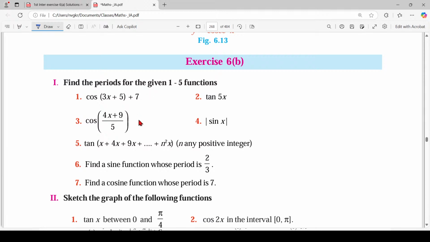What does it mean? This means 4x by 5 plus 9 by 5. Right? 9 by 5 doesn't matter for us. Agreed?